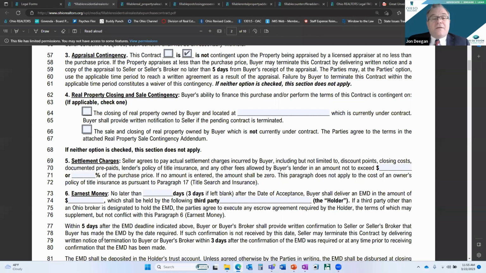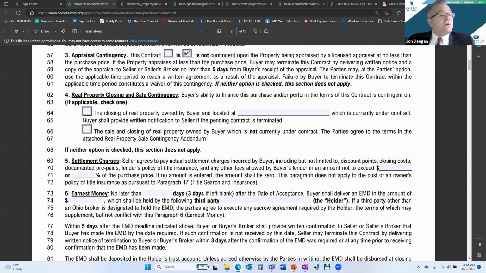So paragraph 4 allows a buyer to elect one of two types of contingencies. It's subject to the closing of a property that's already on the market and under contract. And the other one is it's subject to a home going on the market and closing and not currently under contract. We will talk at the end of the webinar about the 4 addendums that come with the contract.